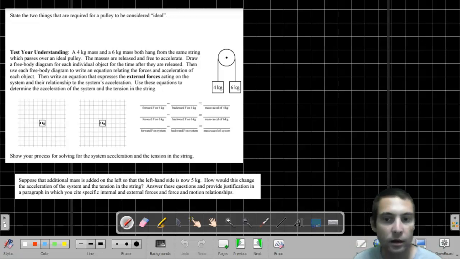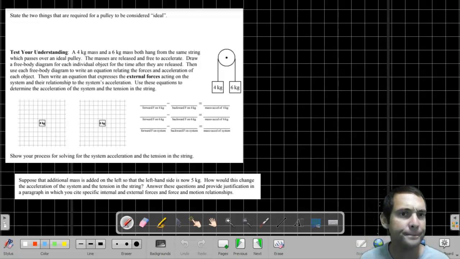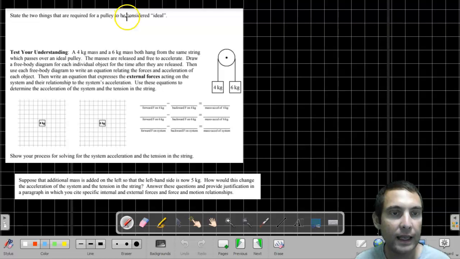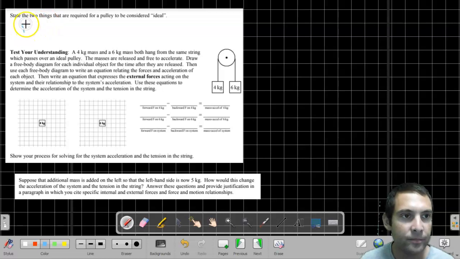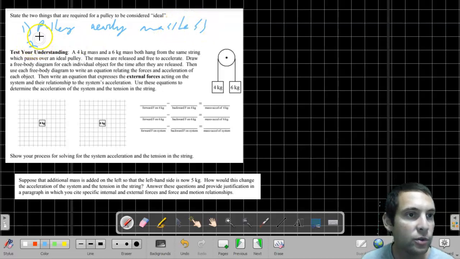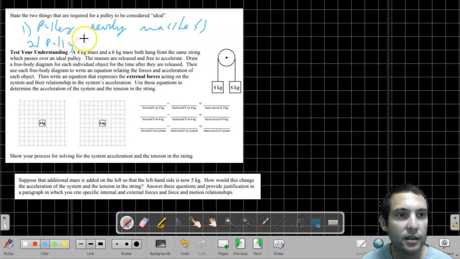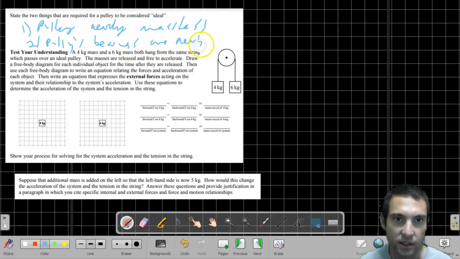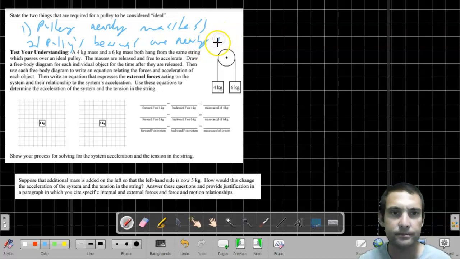All right, so before we go on with this problem, quick reminder. What are two things about an ideal pulley? If you see the words ideal pulley, that means number one, the pulley is massless or nearly massless. And number two, the pulley has bearings inside, and those bearings are nearly frictionless, or we're just going to assume frictionless.